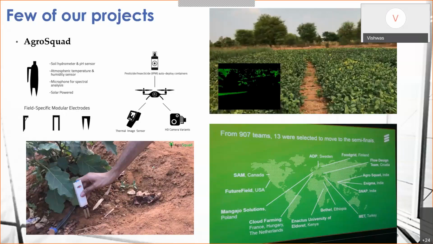For this project, as time went on, we evolved and pitched for many competitions. Here in the bottom right, you can see that we were one of the teams which qualified. Only 3 teams from India qualified for this competition. Out of 907 teams, we were one of the teams which represented India. This was from BIT back in 2016. So this was the project about Agro Squad. I'll move on to the next slide.